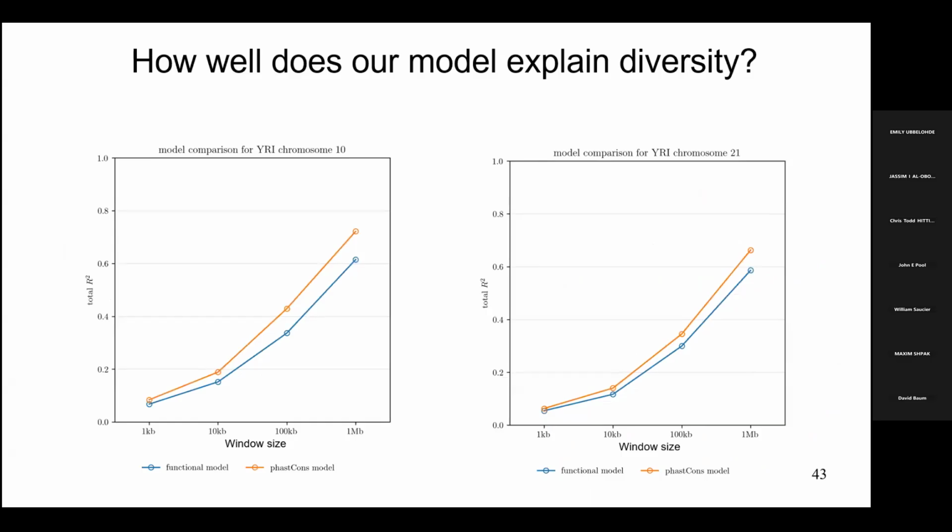We can ask how well our model explains these diversity levels. We can assess that in a linear model framework by asking the R squared, so how much variance in diversity is predicted by the model as a function of the window size. The variance explained grows with the window size, as it did in other studies as well. Here for chromosome 10 with 1 megabase window size, for the phastCons model we can predict just above 60% of the variation. Likewise for chromosome 21, we are comparing the exons and regulatory or the phastCons model. They are quite similar.